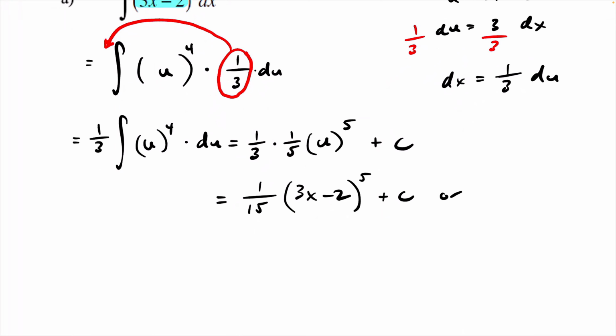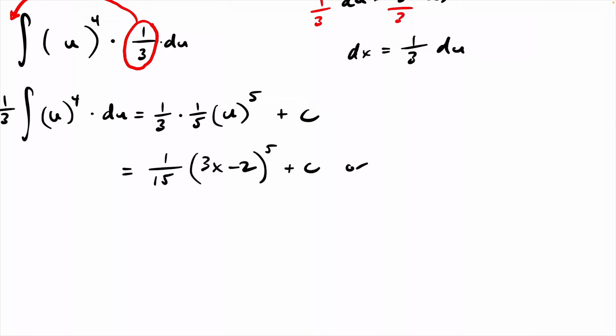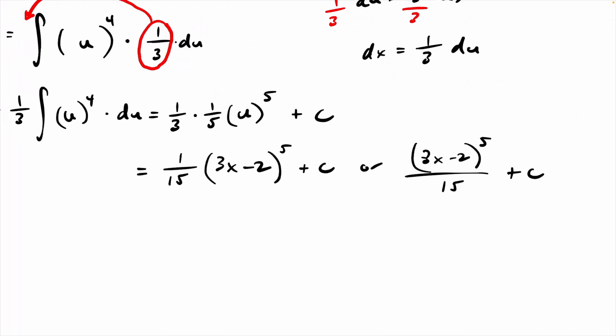Sometimes you'll have it like this. Sometimes you'll look at an answer key and it'll be like this. Are those two the same thing? Yep. Yes. Dividing by 15 and taking 1 out of 15 is the same thing. Okay.